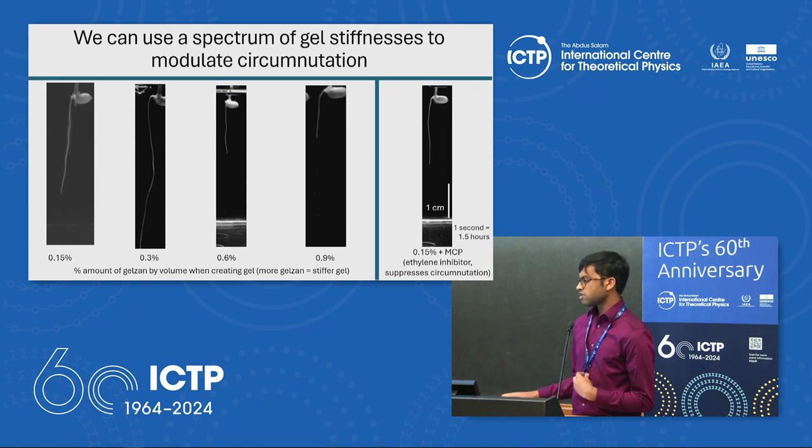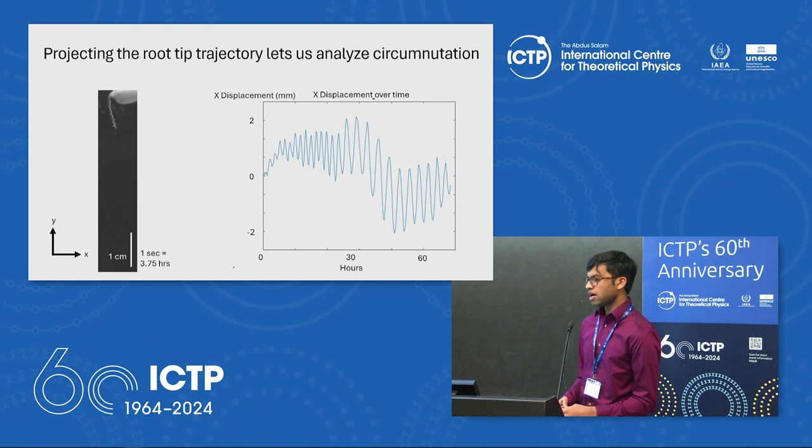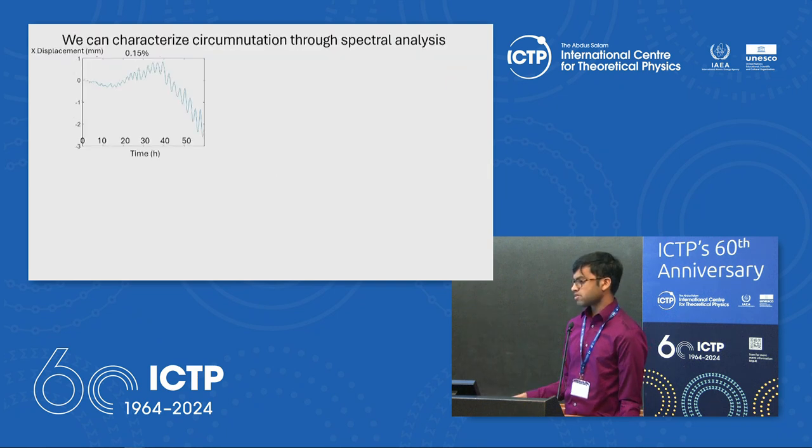One of the questions I had is how do we quantify this so that we can analyze it a little further? So what we've done is we take our root and we track the tip, and then we can look at just the X displacement over time. And this is where we can very clearly see our nutating bands. And this we can characterize through signal analysis, or spectral analysis, very similar to how you would look at signals.